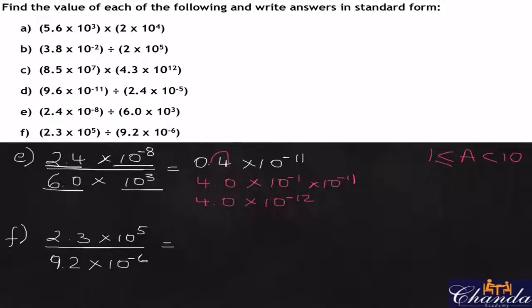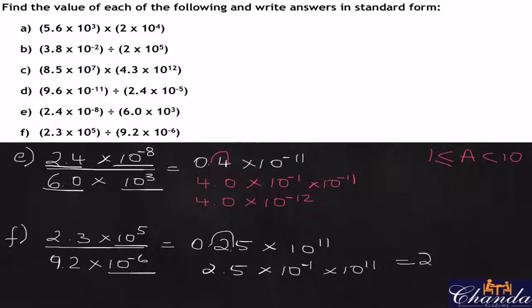Fantastic. Now, having a look at 2.3 times 10 to the power of 5, divided by 9.2 times 10 to the power of negative 6. 2.3 divided by 9.2 is simply 0.25. Then we have times 10 to the power of 11, as we combine 10 to the power of 5 and 10 to the power of negative 6 together. Moving this decimal point 1 to the right turns it into 2.5. So times 10 to the power of negative 1, because we moved one spot to the right, times 10 to the power of 11. Combining these two, we have 2.5 times 10 to the power of 10.